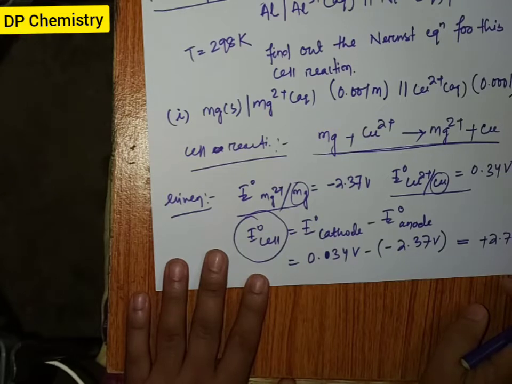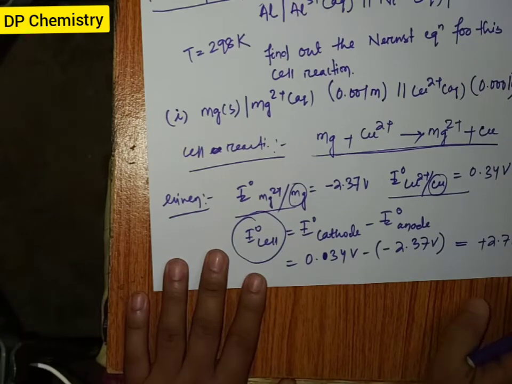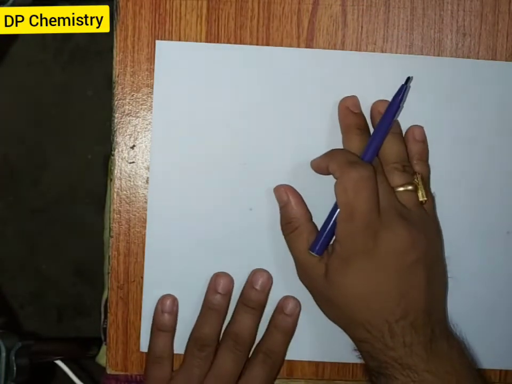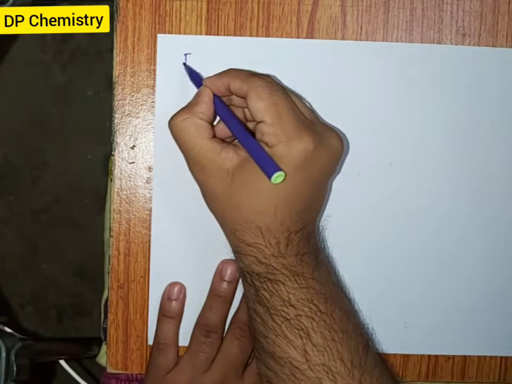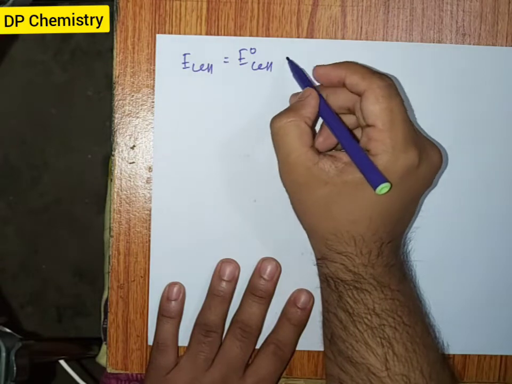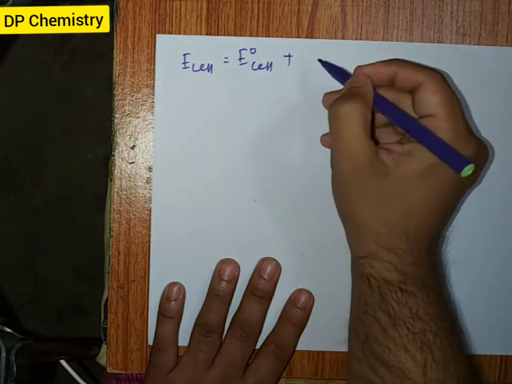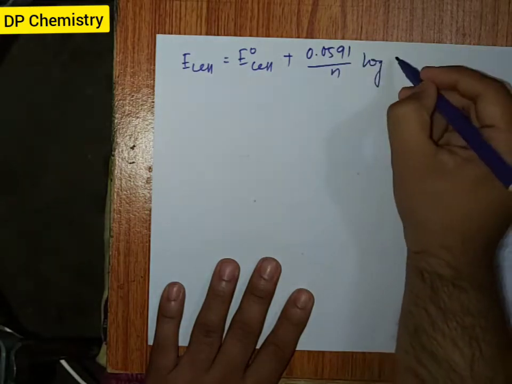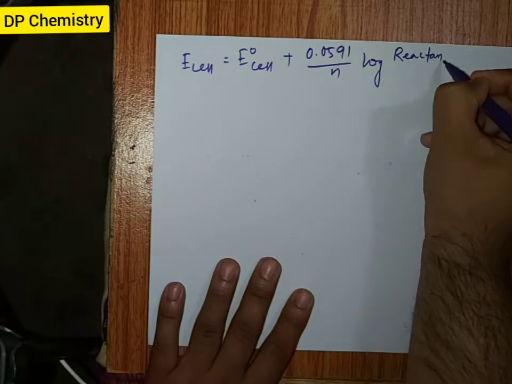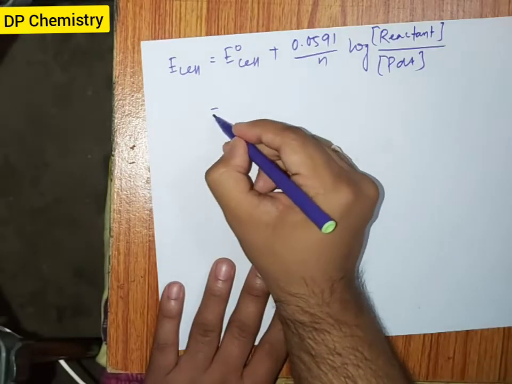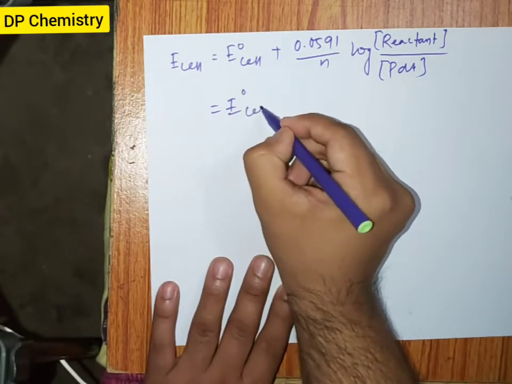So we have found the E naught cell value. Okay, we have to find the E cell, that is the EMF of the cell. So we have found the E naught cell value. Now we'll use the Nernst equation to find it out. Now the E cell will be E naught cell plus 0.0591 by n log of reactant concentration by product concentration.